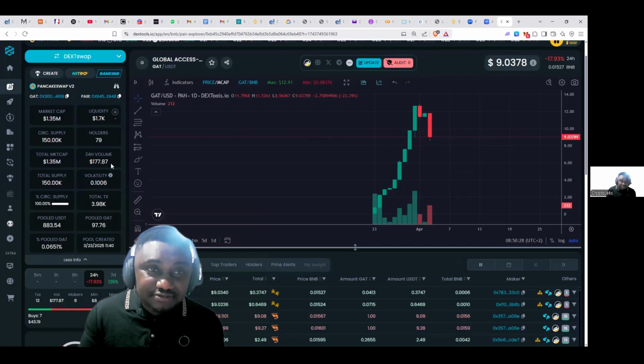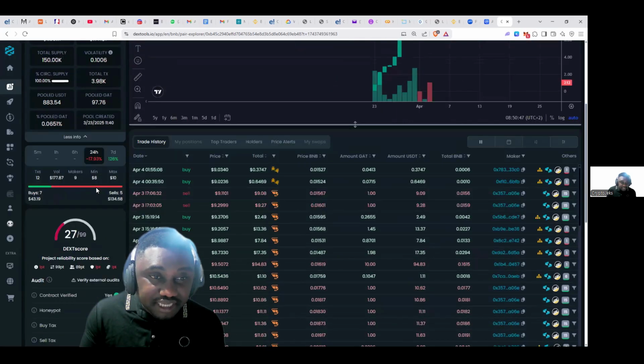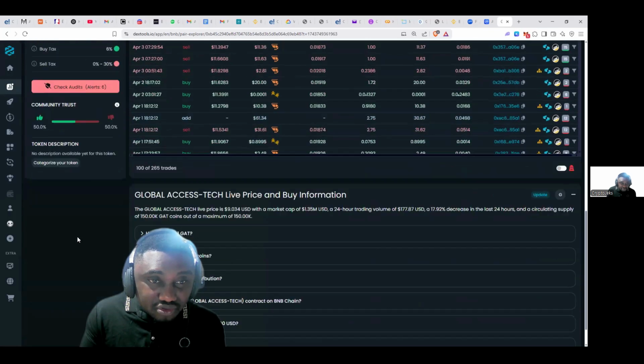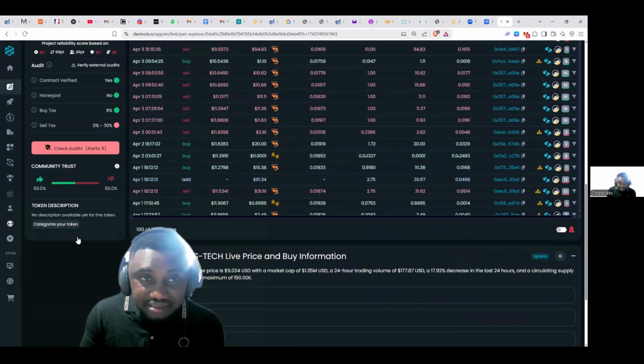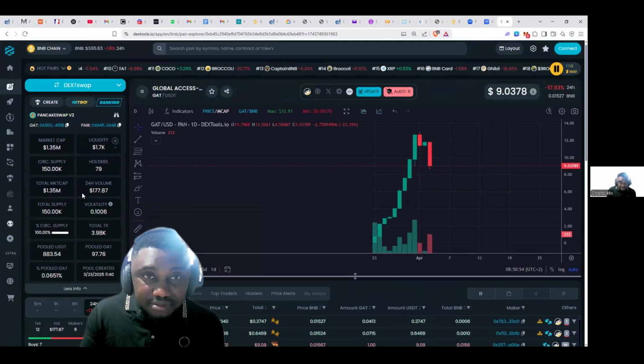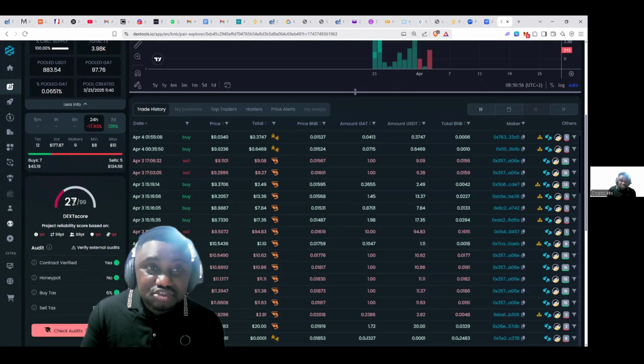The 24-hour volume, that is the amount that has been traded on this token, is just $177. So without anybody telling me, I already know that this is a new token. In fact, if you want to see when it was created, you can go to DEX2 and see all that. But not a problem, we'll see that in a short while. The community trust is still 27/99. These are all red flags, kind of.